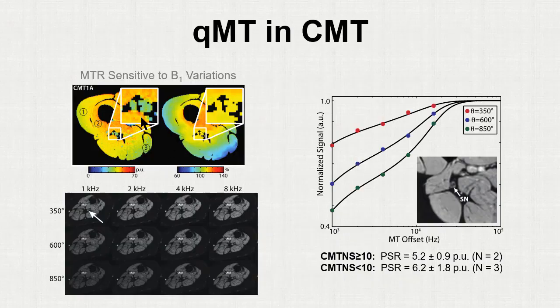And again, we do QMT in Charcot-Marie-Tooth disease. Same information below, but just to show you what the leg and sciatic nerve look like and the fit to such a model in the sciatic nerve. The sciatic nerve is only about 5 millimeters across, so we can tailor this for higher and higher resolution as well. In particular, the PSR is able to discriminate between patients that have mild disease, shown here with a neuropathy score of less than 10, and patients who are a bit more severe.